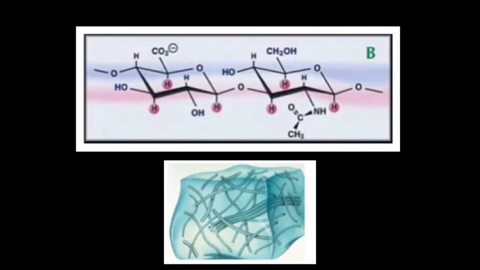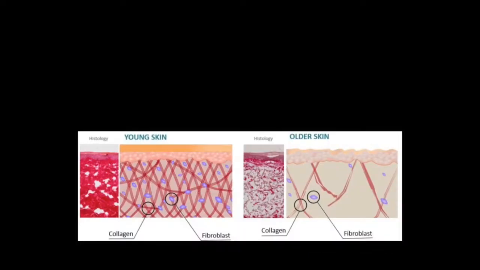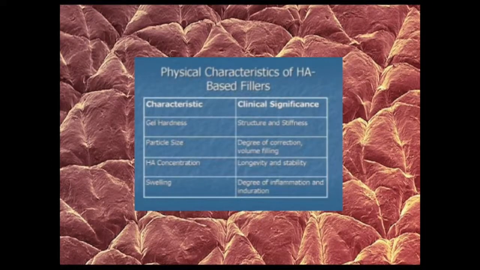Hyaluronic acid structure consists of disaccharide units of D-glucuronic acid and N-acetylglucosamine connected by alternating beta-1,4 and beta-1,3 bonds. One of the first measurable signs of skin aging occurs with changes in the mechanical properties of skin. Hyaluronic-based fillers have been primarily used for skin rejuvenation, such as visible wrinkles and line fillings.